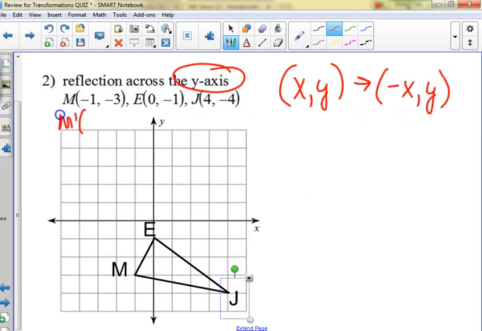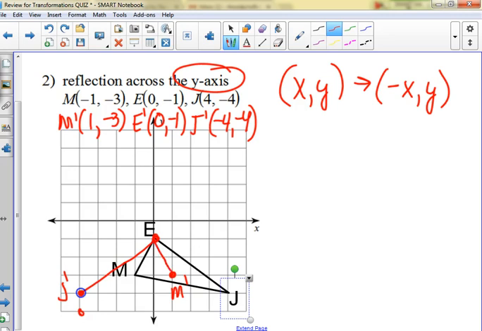So M prime would change this -1 to a 1. This would stay. E prime would change the sign on the x, which stays 0, okay? And J prime would change the sign on the x and keep the current y value. So E is actually not going anywhere because we're reflecting across this y-axis. M is going to move over here at 1, -3 and become M prime. And J is going to go left 4 and down 4. 4, not 5, okay?